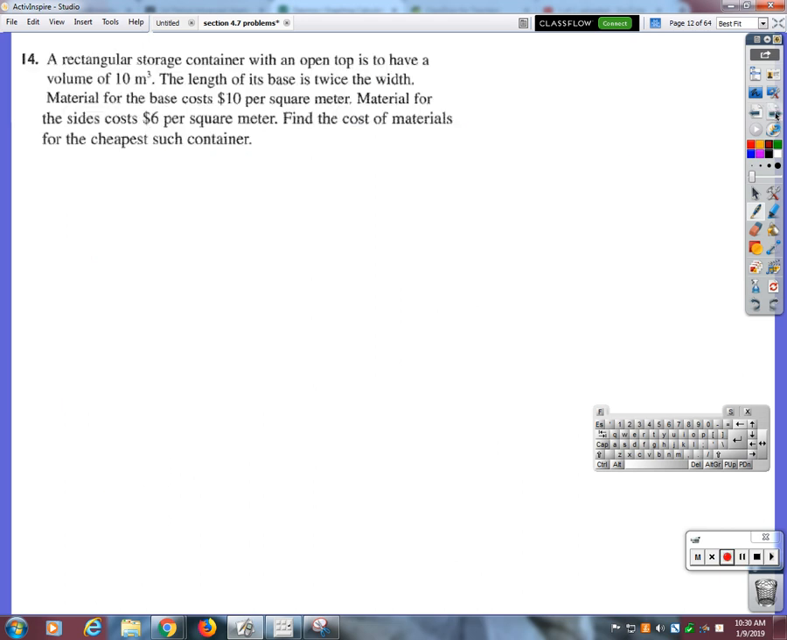Alright, then last one. What time were we out? 40? Okay. Oh, it's another rectangular, this time it's a rectangular storage container.